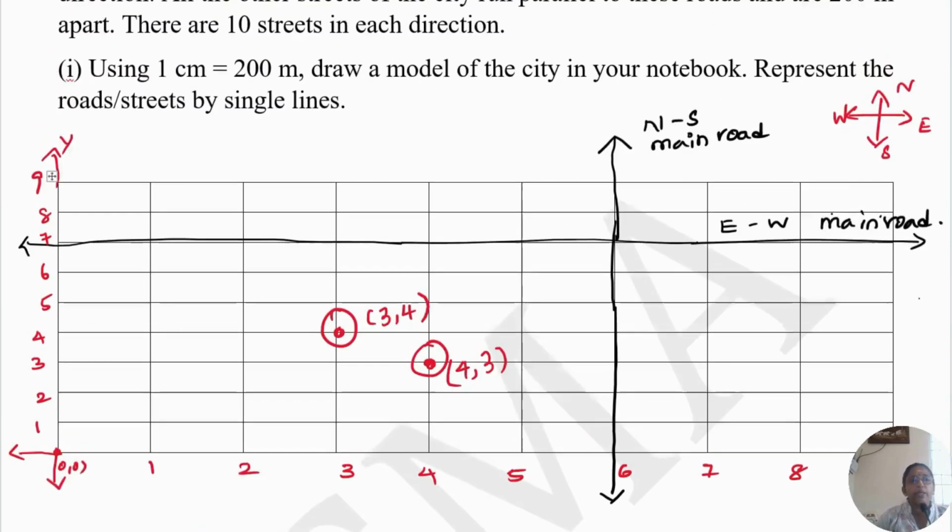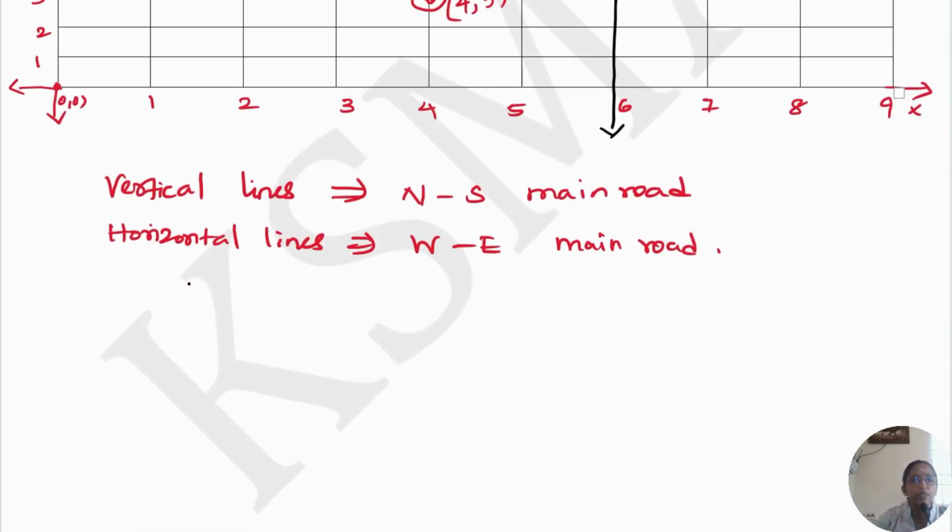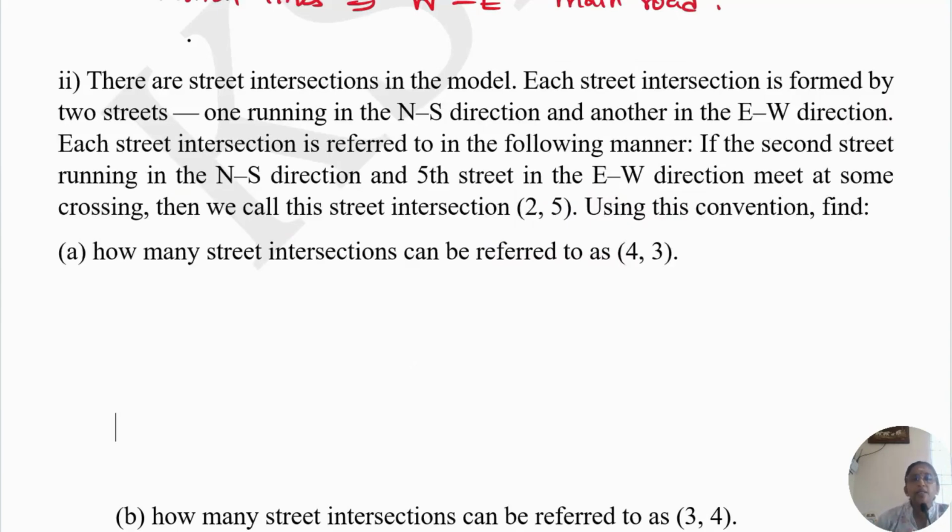And how to mark your data? Look at your second subdivision question. In the second subdivision question, there are street interconnections in the model. Each street interconnection is formed by two streets, one running in north-south and another in east-west direction. Each street interconnection is referred to in the following manner. If the second street running in the north-south direction and fifth street in the east-west direction meet at some crossing, then we call this street interconnection 2, 5.